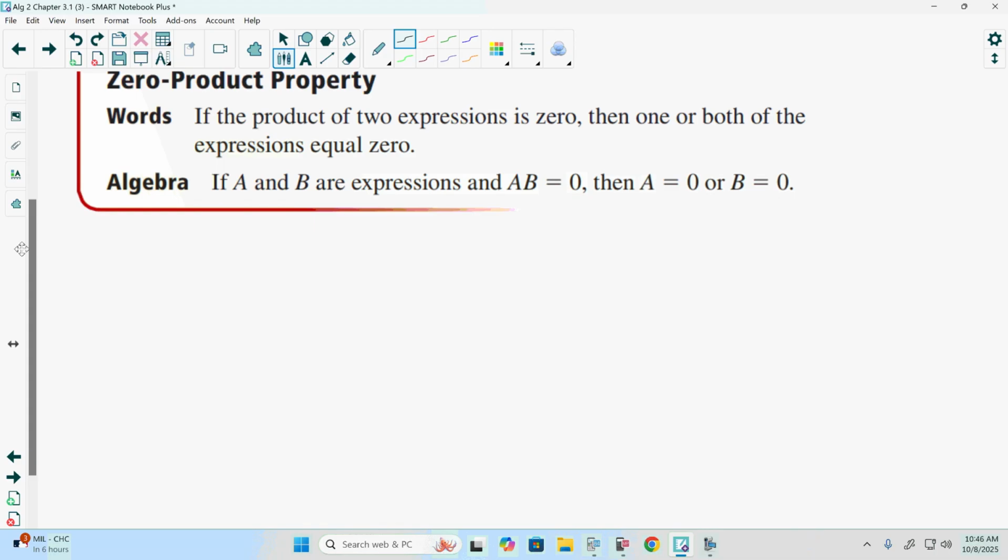Zero product property, all it says is if I take two things and multiply them together to be 0, one of them has to be 0. The only way we can multiply two things together and get 0 is if one or both of them is 0. Normally it's just going to be one or the other. The only way they could both be 0 is if A is equal to B, if they are the same expression.